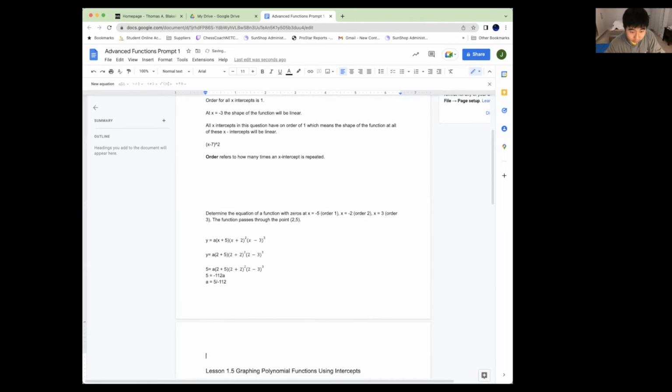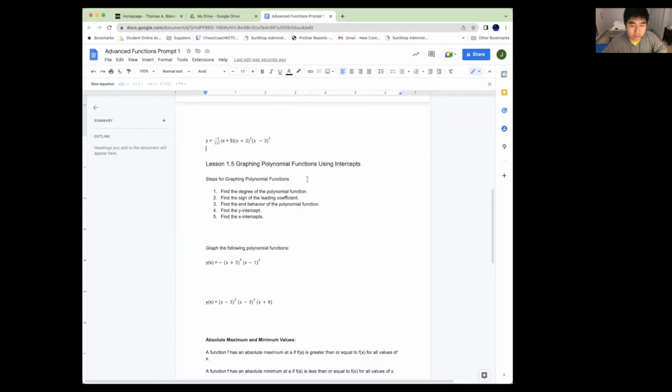So the equation for this function is y equals negative 5 over 112, and then we can just put this in here. So that's our equation for the function: y is equal to negative 5 over 112 times x plus 5 times x plus 2 squared times x minus 3 cubed.